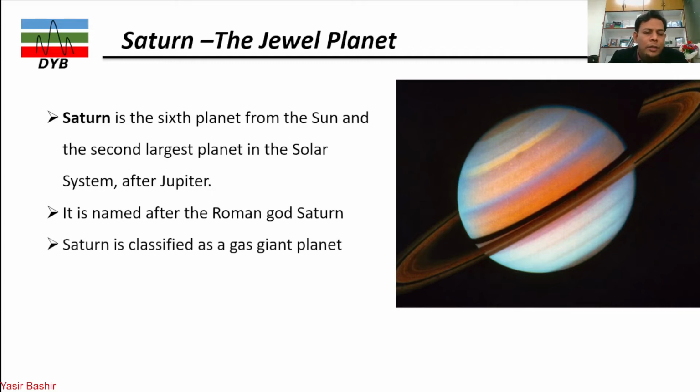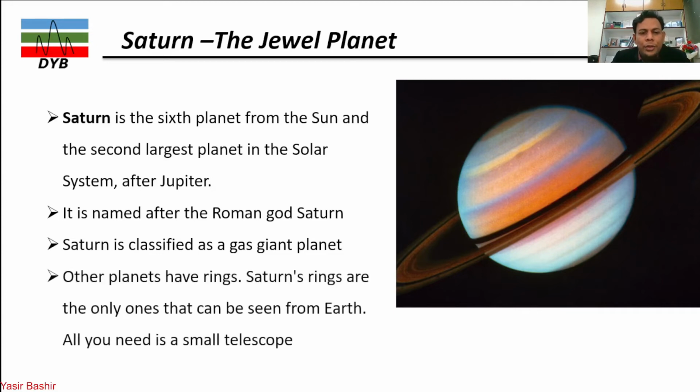Saturn is classified as a gas giant planet because it is made mostly of gases. Other planets have rings, but Saturn's rings are the only rings that can be seen from Earth, and all you need is a small telescope. This planet is also called the jewel planet.